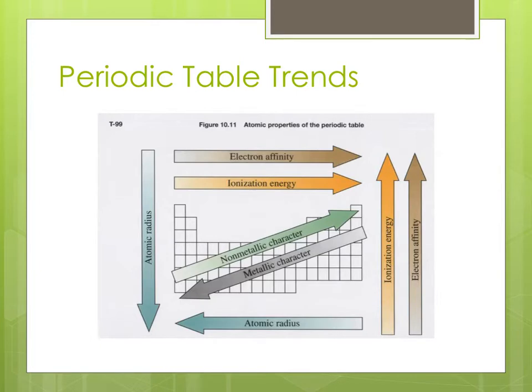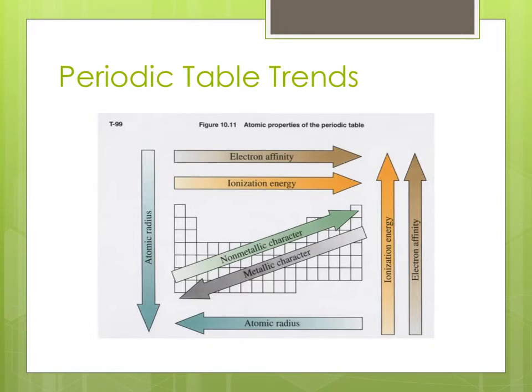So we've already talked about metallic character, and so we know that elements that are more metallic are going to be towards the right side of the periodic table, and our non-metals are over here, and so metallic character will decrease as you move from left to right on the periodic table.